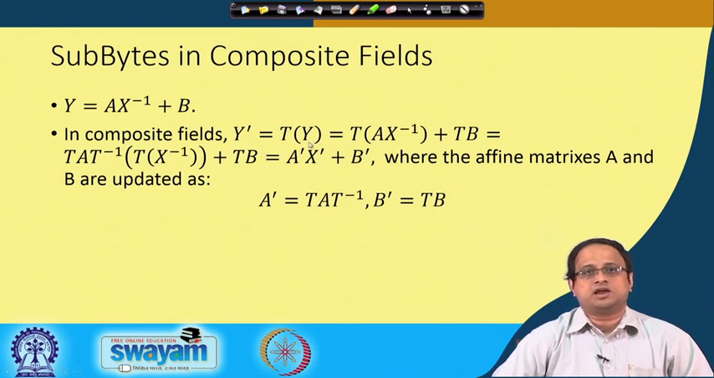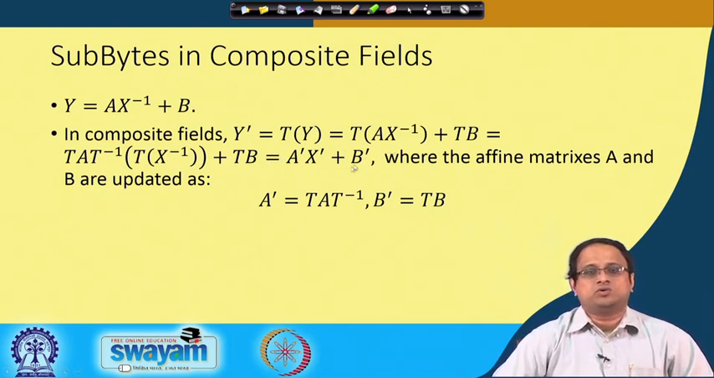So I can equivalently write this in this form, but if I do that, then you can see that of course I have got TB also. But then what I can do is think that this TAT inverse is my new matrix A dash, and TB is a new vector denoted as B dash.